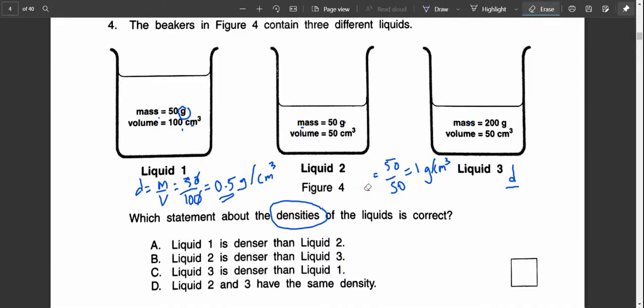And the third one, density is equal to mass over volume. Therefore, 200 gram divided by 50 cubic centimeter, you just cancel, and you have 4 gram per cubic centimeter. Let's do that properly.